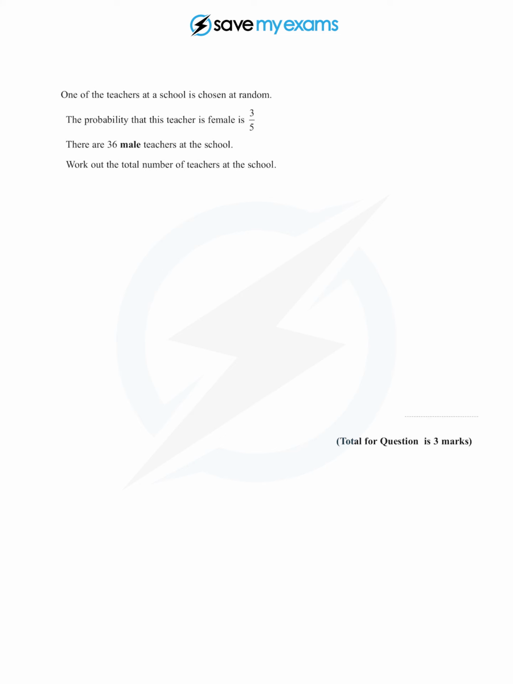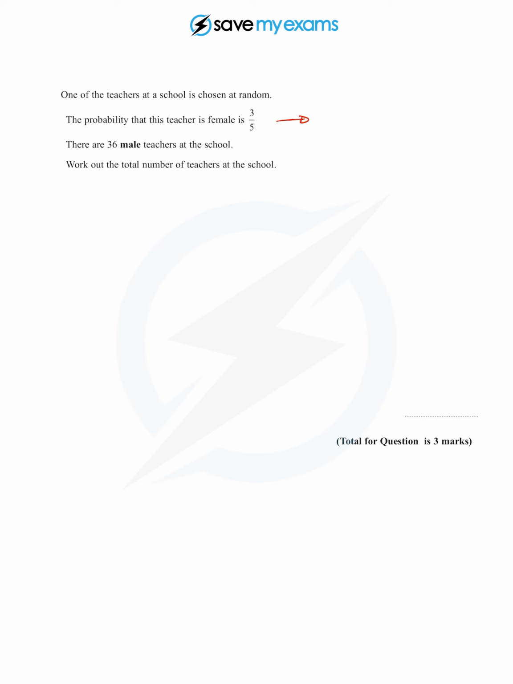Okay, so we have teachers at a school. One of them is chosen at random, and the probability that this teacher is female is given as 3/5. And then we're told how many male teachers there are in the school, and we're asked to work out the total number of teachers at the school. So there are lots of ways of doing this. Let's just go with an obvious one.